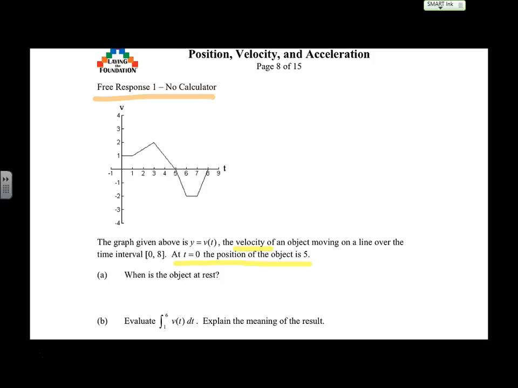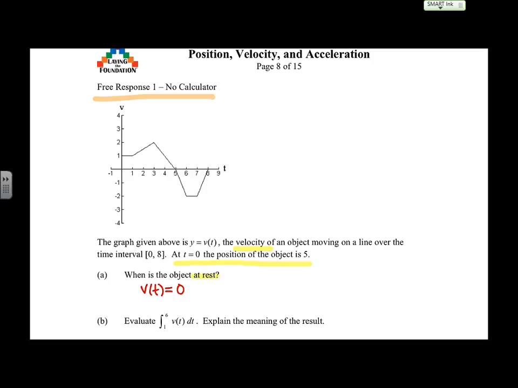Okay. When the object is at rest, that's a clue word, right, cool kids? You should key in on that. What is going on if the object is at rest? It's stopped, so velocity is 0. So we can say, when is v of t, show your thinking. At rest should attach itself in your mind to velocity is 0.